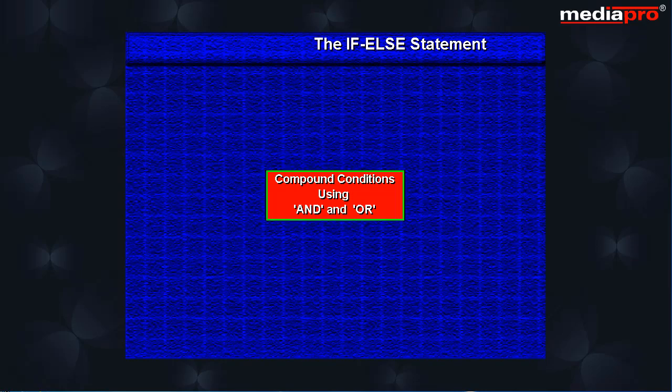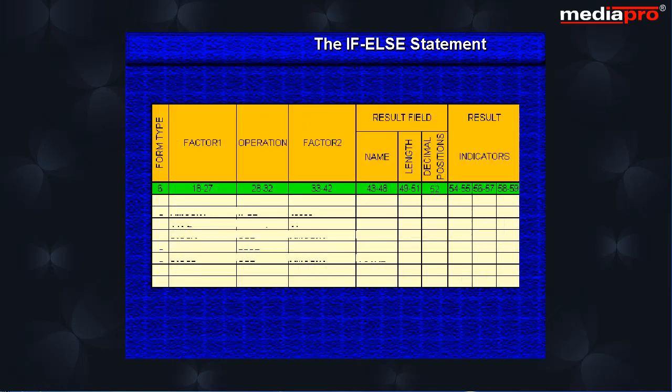You can also use the AND or OR operator to specify compound conditions. For example, we say if the amount is greater than or equal to 10,000 and type is equal to A, subtract discount A from amount and store it in total. Otherwise, the discount B should be deducted from amount and placed in total.